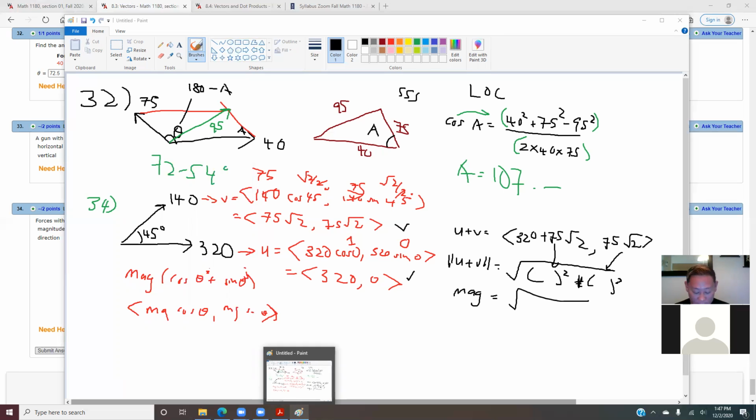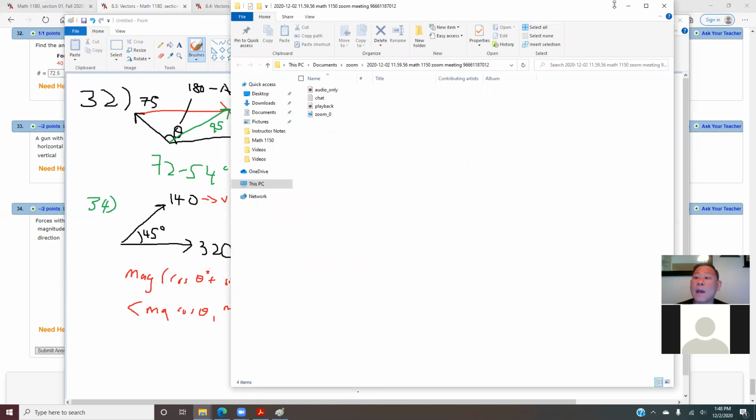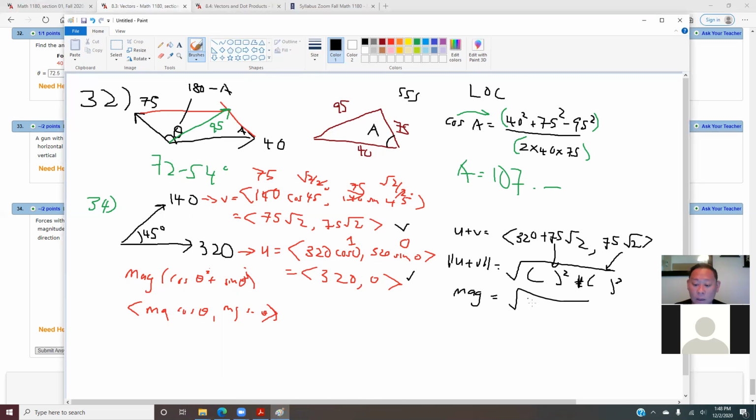This is the one that a lot of students get wrong, because you cannot round this answer, as I told everyone. Square it, plus what is that number? 75 square root of 2, 75 square root of 2 squared. It just drives me crazy. So that will give me 181,682.251. And then you take the square root of it.